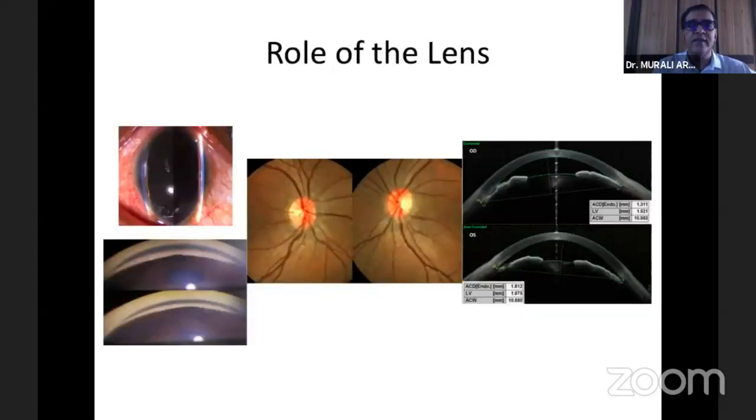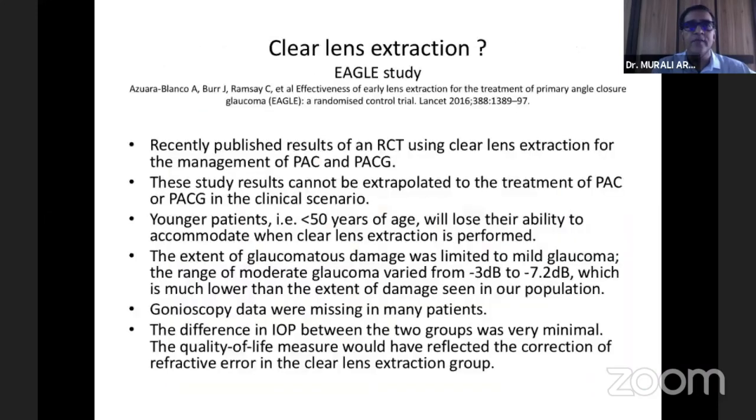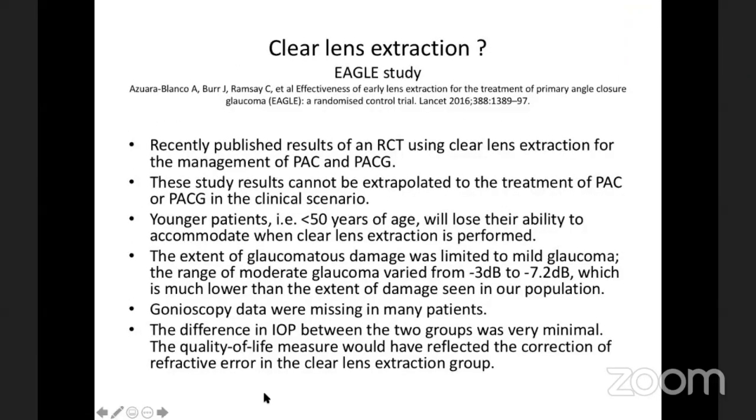The role of the lens has been debated, and people have identified certain factors which point to the lens as a fault, supporting removal of the lens in certain parts of the spectrum of angle closure disease. There has been a role for phaco or cataract surgery alone in mild PACG, in which removing the lens alone will relieve much of the pupillary block and also reduce intraocular pressure, and it may be better to follow up with a better quality field and manage the IOP postoperatively with medication. So lens removal does have a role in the presence of a cataract. There is some publication about the role of clear lens extraction. This is clearly controversial, and what we would like to say is the EAGLE study was not perfect in the way it was done.